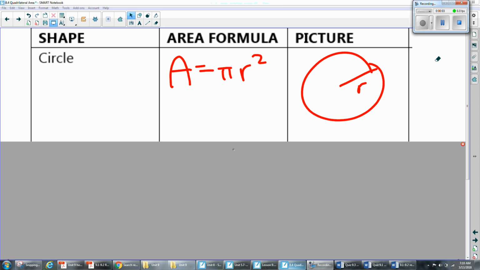So today's notes put everything, all the formulas, in one place for you to make studying a little easier. It's got a bit of a review and then some new formulas as well for the quadrilaterals.